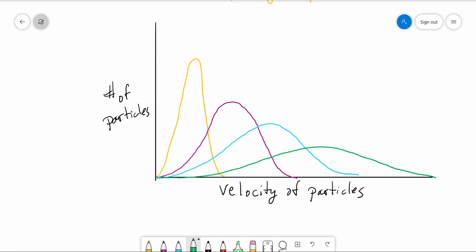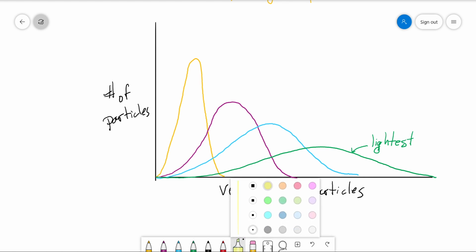Okay, so in terms of mass of the particles, which would you say is the heaviest, the yellow or the green? Well, this is the lightest, because the smaller the particle, the smaller the gas, the faster its particles are going. There's the average on all of them. Okay, just right there in the middle.